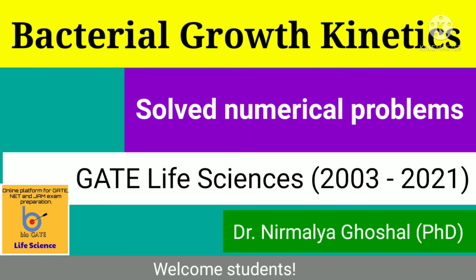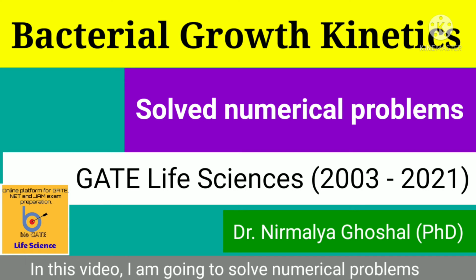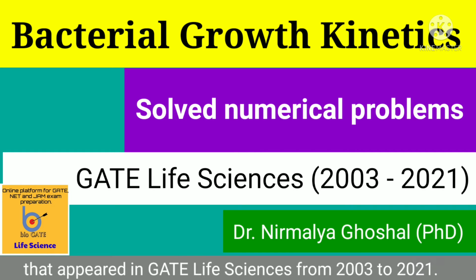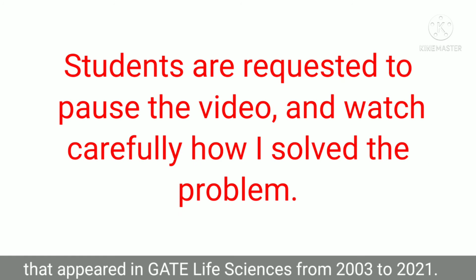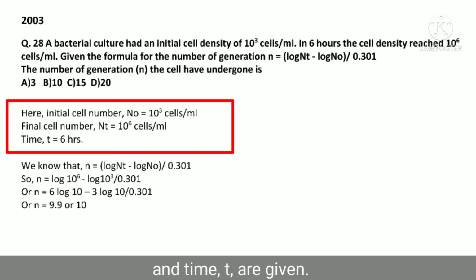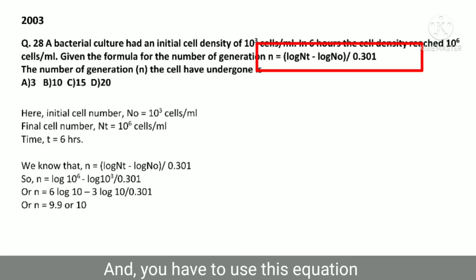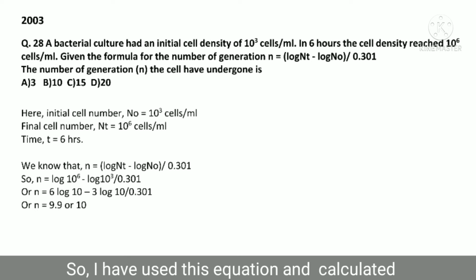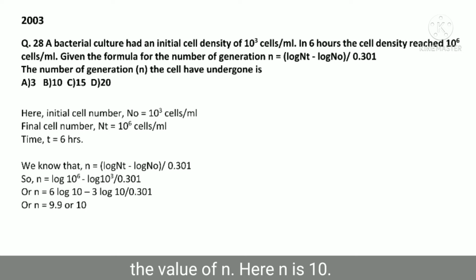Welcome students. In this video, I am going to solve numerical problems from Bacterial Growth Kinetics that appeared in GATE Life Science from 2003 to 2021. In 2003, the initial cell number, that is N0, the final cell number, that is Nt, and time t are given, and you have to use this equation to calculate the number of generations, that is small n. So I have used this equation and calculated the value of n.